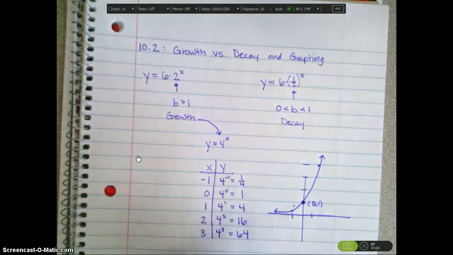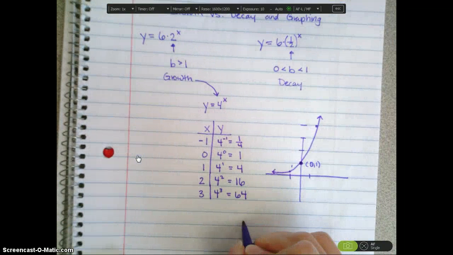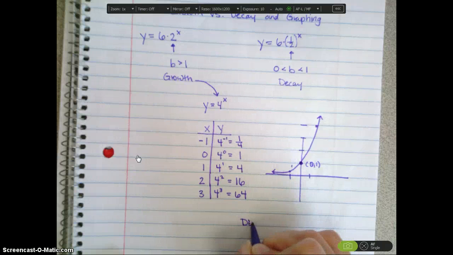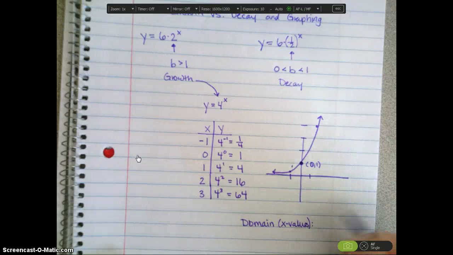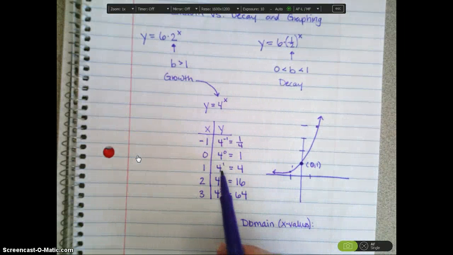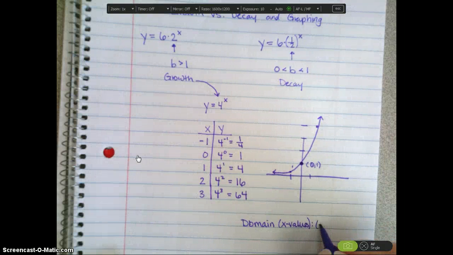We also then started to talk about the domain and the range of these functions. The domain is all the x values, and because the graph continues to go to the left and continues to go to the right, we said our domain is from negative infinity to infinity, or we abbreviate that as all real numbers.